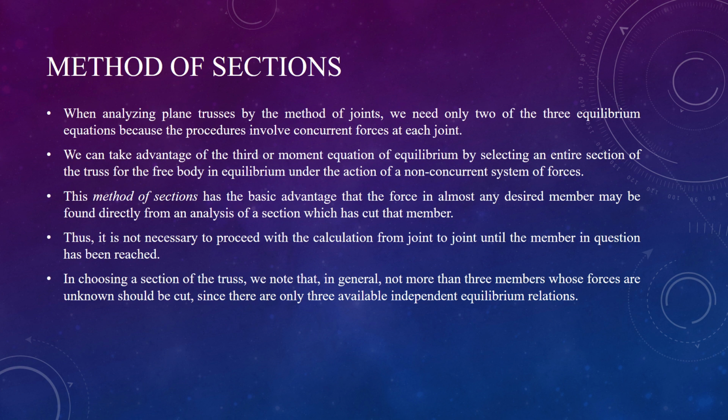Now we can analyze the plane truss by the method of joints, as we did in the previous lecture. We need only two of the three equilibrium equations. Because the procedure involves concurrent forces at each joint, we can take advantage of the third, moment equation of equilibrium by selecting an entire section of the truss as the free body in equilibrium under a non-concurrent system of forces. This is the basic technique of the method of sections.